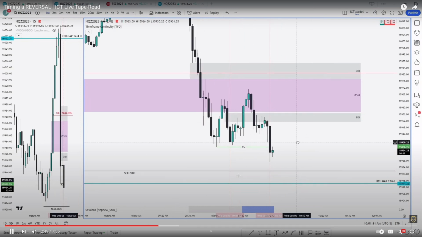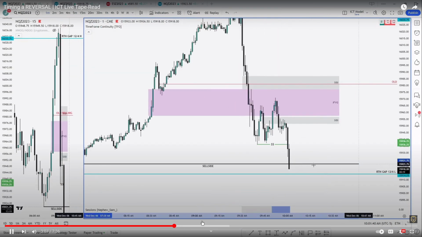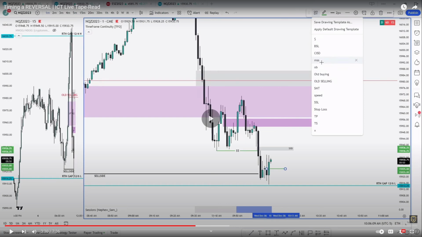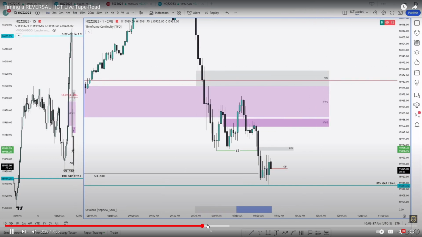So if you play it out, we see this sweep of the internal range and your sell side at 10 o'clock, right? Right at 10:01, we get that sweep. Play it forward, and you can see we get a CISD. Bounce off this order block right here.